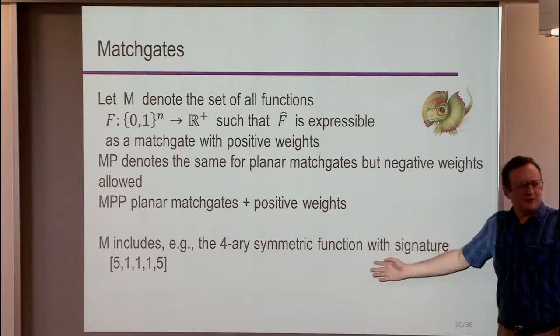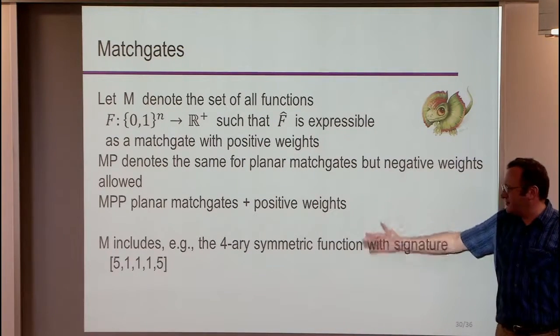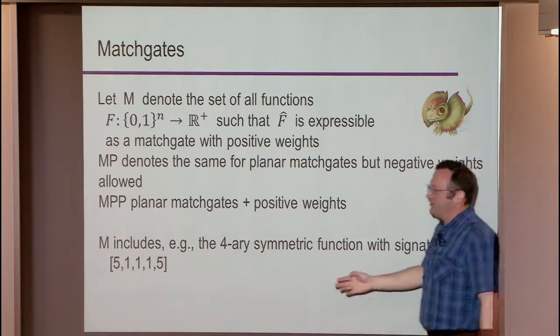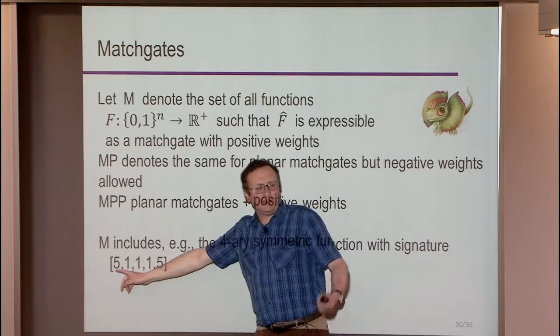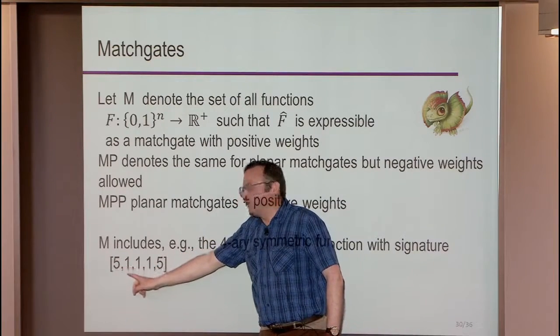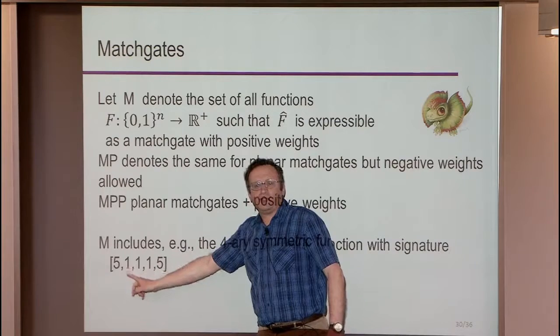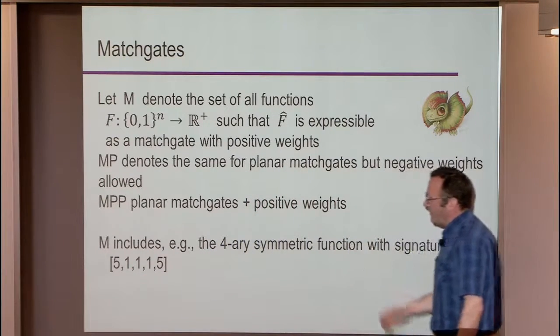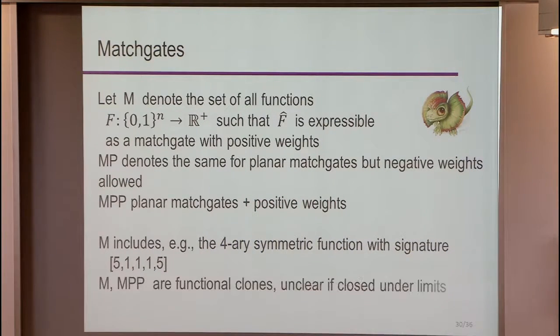Well, M includes some kind of interesting functions. For instance, this Fourier symmetric function with this signature. So the value depends only on the Hamming weight. If Hamming weight is 0, then it's 5. If Hamming weight is 1, it's 1, and so on. So it does include some interesting functions.